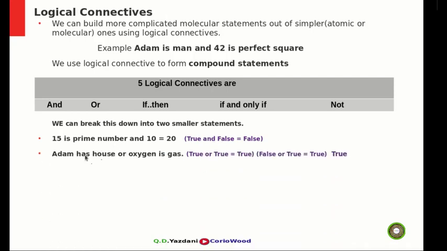The second one is Adam has a house or oxygen is a gas. We don't know if Adam has a house or not. The second one is true, oxygen is a gas, not a liquid. So the first one is false and the second one is true, and because we have or, false or true becomes true. This statement is true.